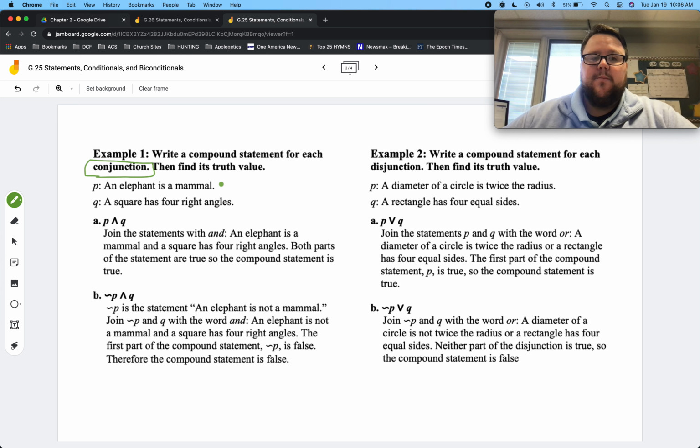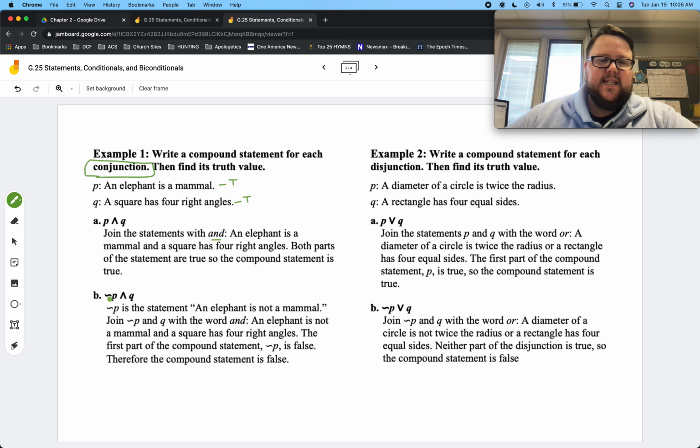So an elephant is a mammal. That is true. And a square has 4 right angles. That is also true. So now our statement P and Q: join the statements with and. So what we have is an elephant is a mammal and a square has 4 right angles. Both of those are true, so the whole compound is true.